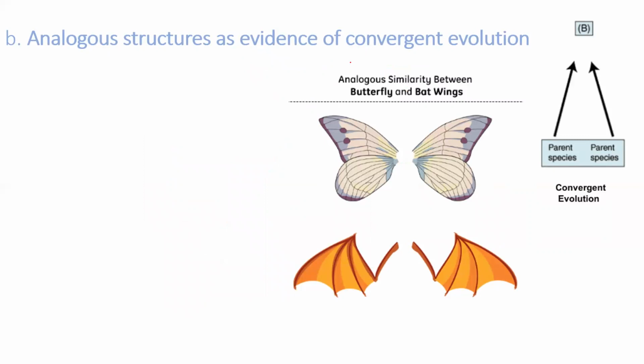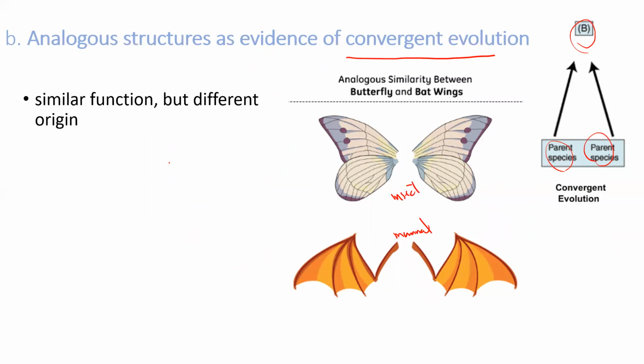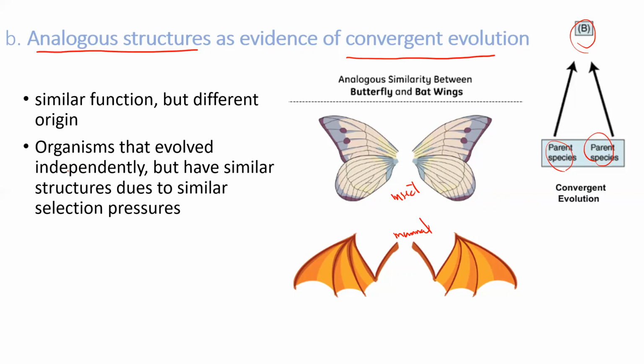Analogous structures are evidence of convergent evolution. Remember convergent? Different parent species, but similar structures. We have the example of the butterfly and the batwing, mammal and insect. And we could put a bird here as well. So similar function but different origin is analogous. They have evolved independently, but have similar structures due to similar selection pressures.